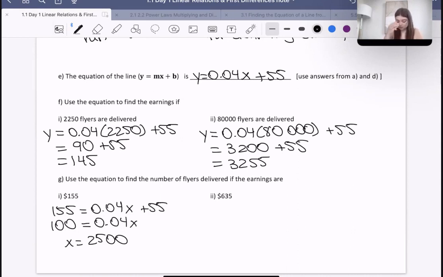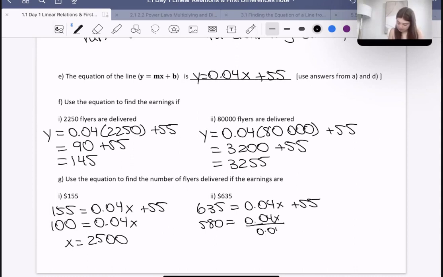Let's say we want to earn $635 that week. Well, $635 is going to have to equal 0.04x plus 55. So we must subtract 55 from both sides, meaning we'll get 580 over here and 0.04x here. Then we must divide both sides by 0.04. So then x would be equal to 14,500. Therefore, we must deliver 14,500 flyers if we want to make $635. Good.